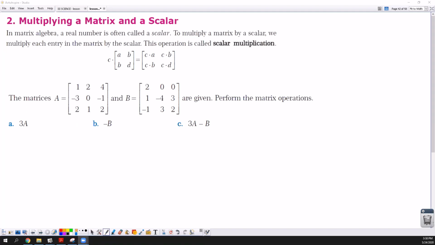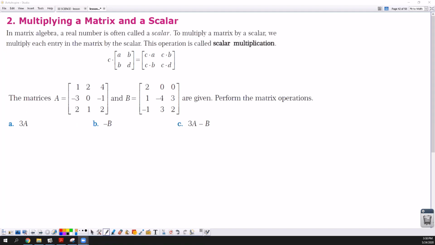In matrix algebra, a real number is often called a scalar. To multiply a matrix by a scalar, we multiply each entry in the matrix by the scalar, so it means that we are going to multiply all elements by the scalar. This operation is called scalar multiplication.